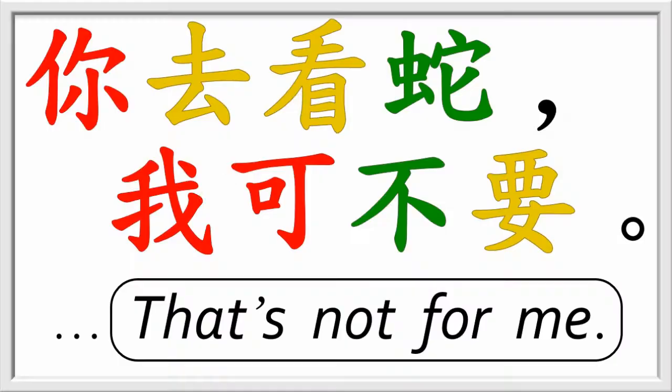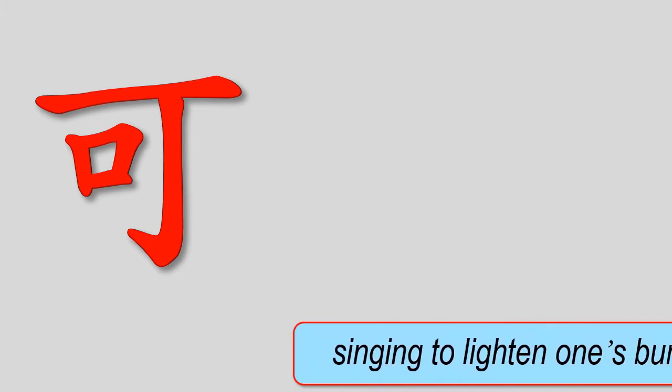Our last example with 可 shows emphasis, literally allowing or refusing to allow something to happen. If we're at the zoo and you're curious to visit the reptile section, I could refuse to accompany you, saying, 你去看蛇, 我可不要. You go see the snakes. I'll stay here, thank you. That's not for me. Here is a possible sense development for this character, 可.